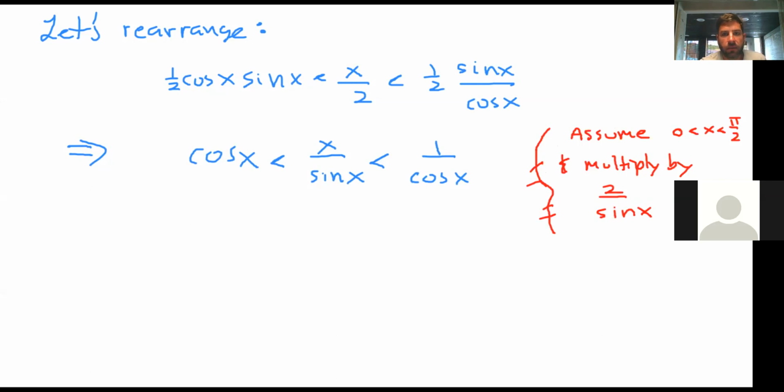Because now we can invert everything. If I flip everything, which is legal, when you flip everything, the inequalities reverse. So you obtain that the cosine of x is less than sine of x over x, which is less than 1 over the cosine of x.